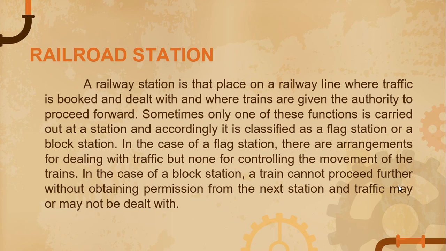In case of a flag station, there are arrangements for dealing with traffic but none for controlling the movement of the trains. In case of the block station, a train cannot proceed further without obtaining permission from the next station, and traffic may or may not be dealt with.